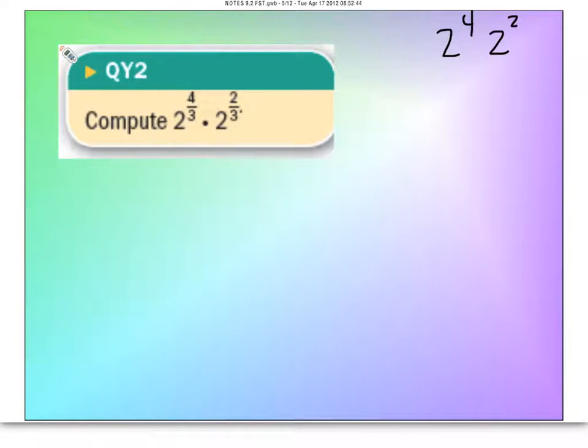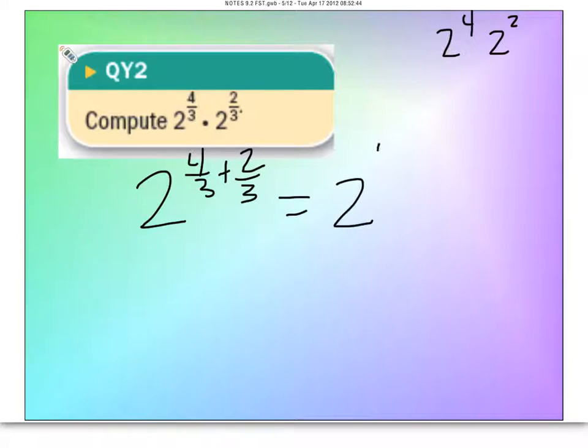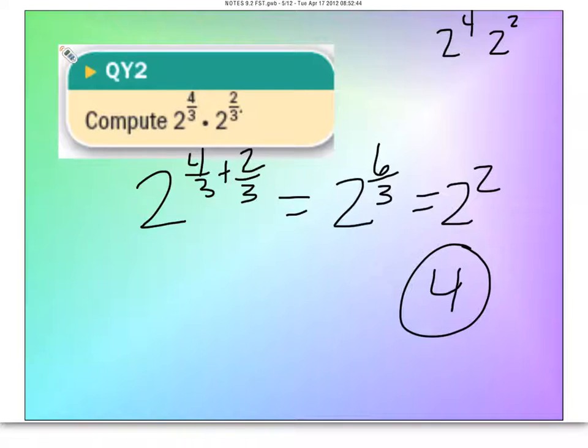Well, in this case, you have to realize you do add the exponents. So it's going to become the same base number of 2, but we're going to do 4/3 plus 2/3. Now remember, when you add fractions, you just need a common denominator. So this just becomes 2 to the 6 over 3. 6 over 3 is just 2, so 2 squared is the answer, which really simplifies to 4.